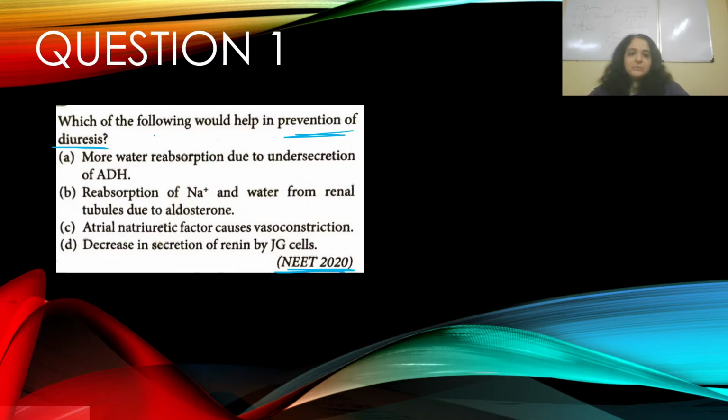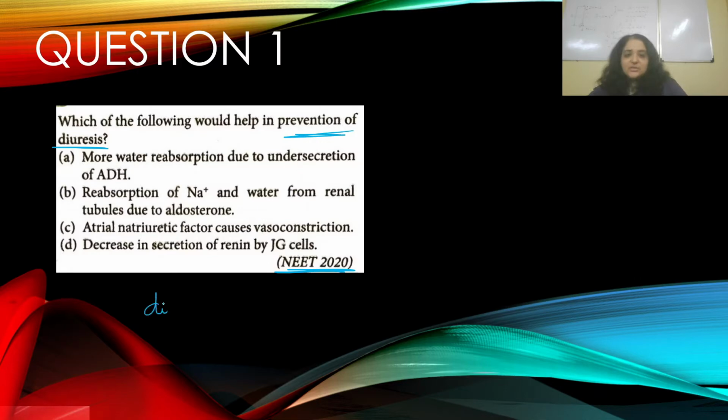A, more water reabsorption due to undersecretion of ADH. B, reabsorption of sodium and water from renal tubules due to aldosterone. C, atrial natriuretic factor causes vasoconstriction. D, decrease in secretion of renin by JG cells. Now let's read the question: would help in prevention of diuresis.